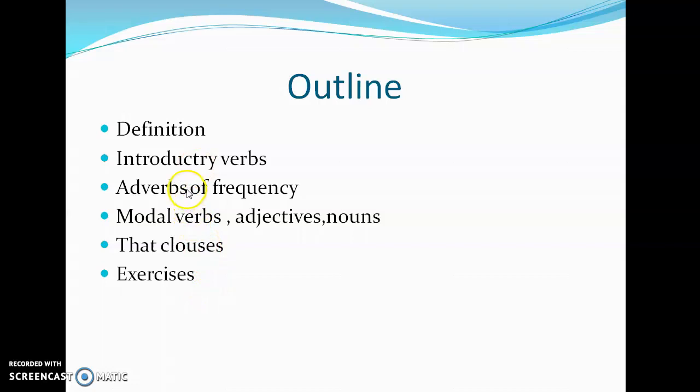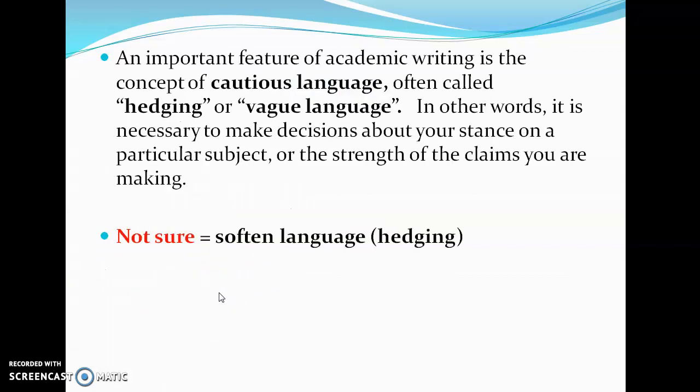And here you can see exactly how to use adverbs of frequency in order to make hedging language, and with the help of modal verbs, adjectives or nouns we can also make hedging techniques in our academic writing. Also, clauses can be the most effective way to express hedging language. And here we can also do some practice exercises to make hedging language.